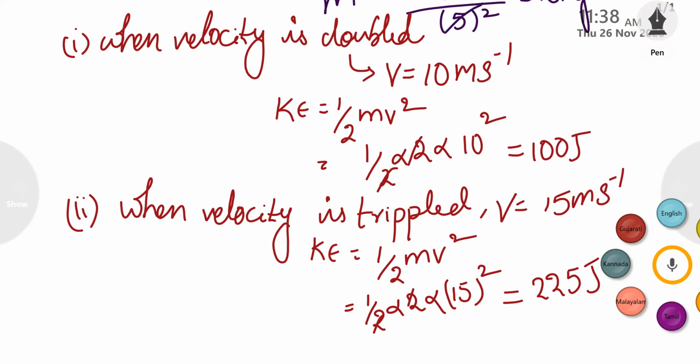Changing its mass, or changing its velocity?